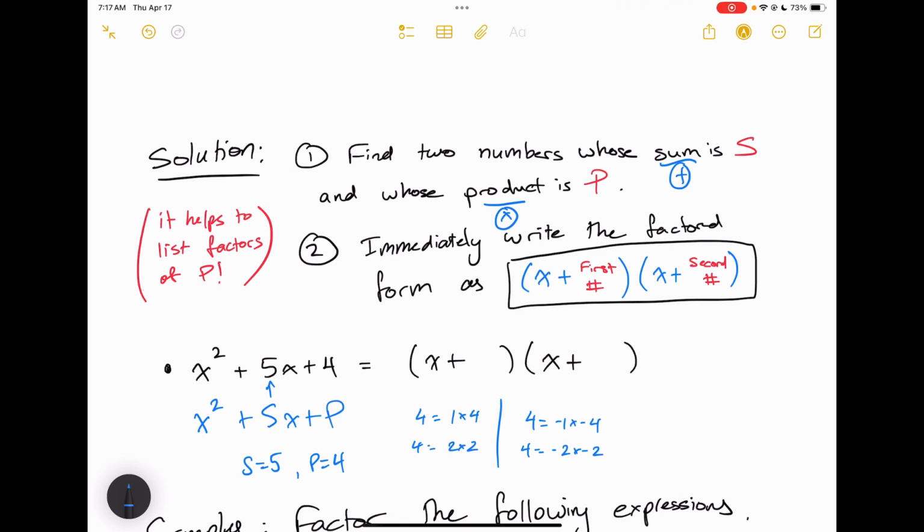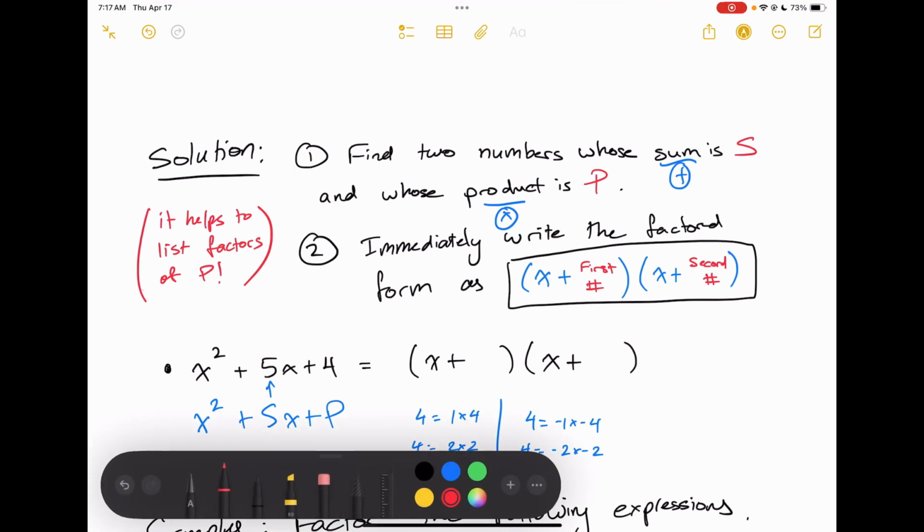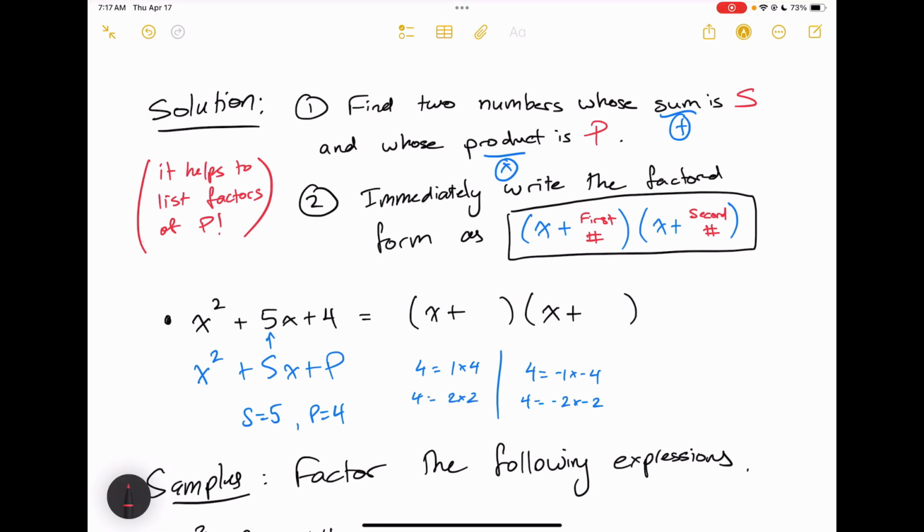Now, for the next step, we need to add those factor pairs. We did 1 times 4. Now let's see what happens if we have 1 plus 4. That's going to give me 5. 2 and 2 added together is going to give me 4. -1 and -4 is going to give me -5. And -2 and -2 is going to give me -4. Which one of these adds up to being s, which we found to be 5? You guessed it. It's 1 times 4, or 1 plus 4 in this case. Now, we found those two numbers. This entire thing was step 1.